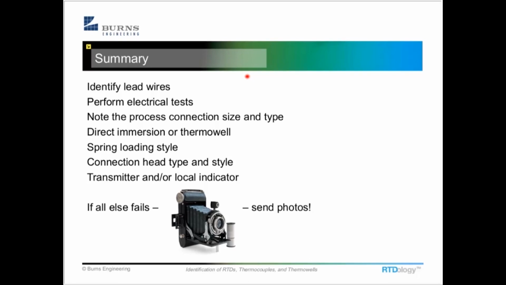Look at the hazardous area ratings, if any, transmitter, local indicator type stuff. And then if all of that fails, doesn't work, take a few pictures inside the connection head, the temperature probe, maybe lay a ruler next to it. All these things will help the RTD or thermocouple supplier help identify that part for you if there's no other means to do it.